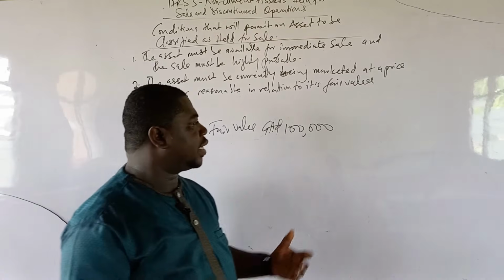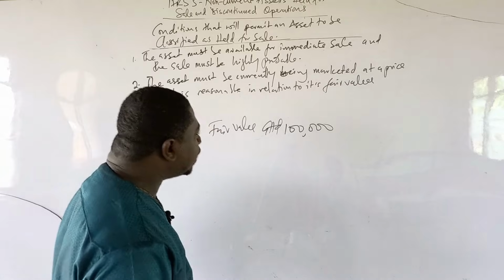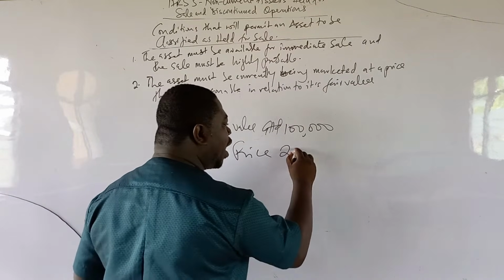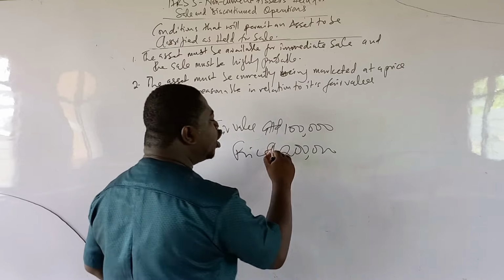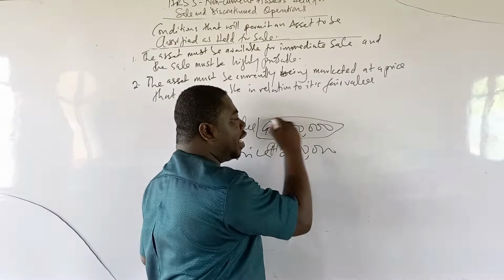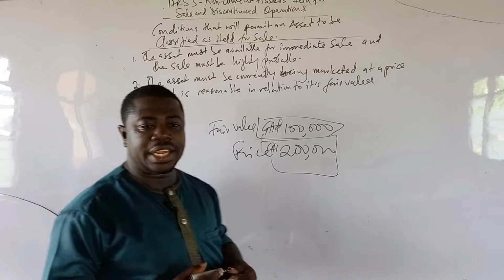So once the fair value of the asset is 100,000 and you decide to set your price at 200,000, then we are saying that you are not being fair, because your asset value is 100,000, but you are marketing it at a price that is way higher than the fair value.